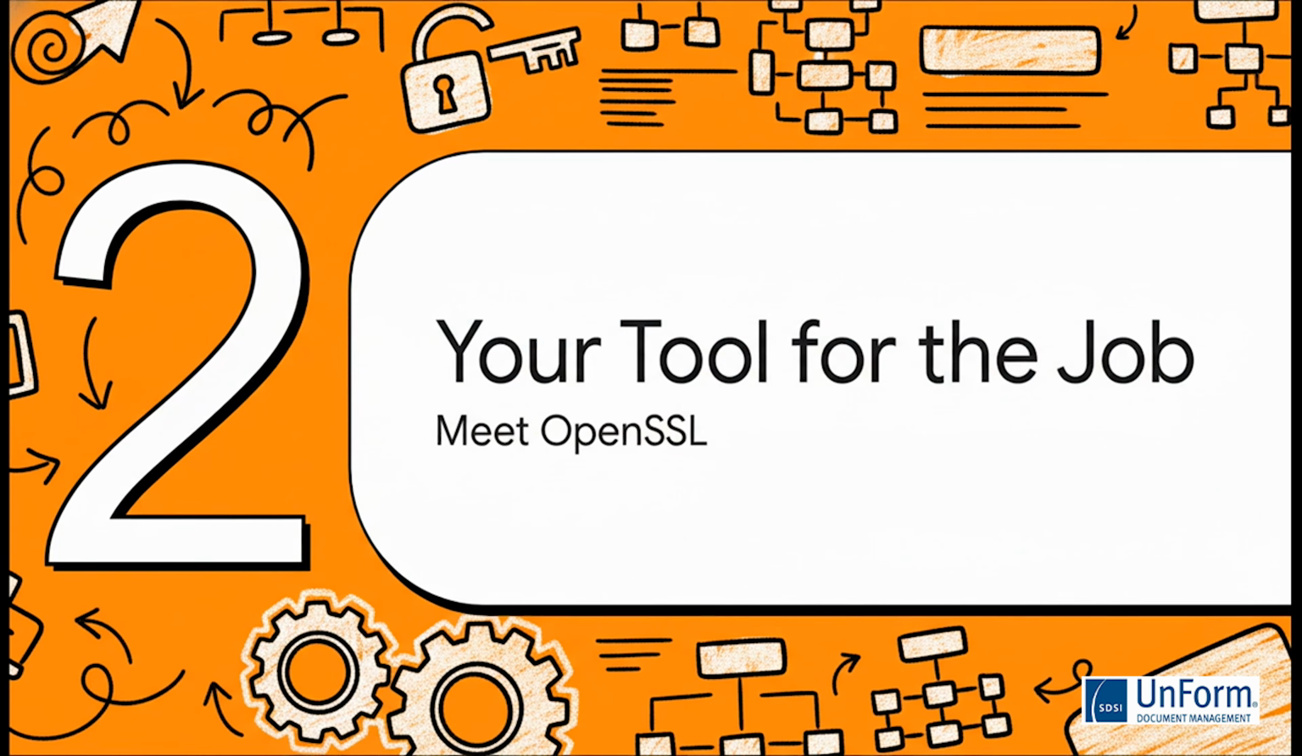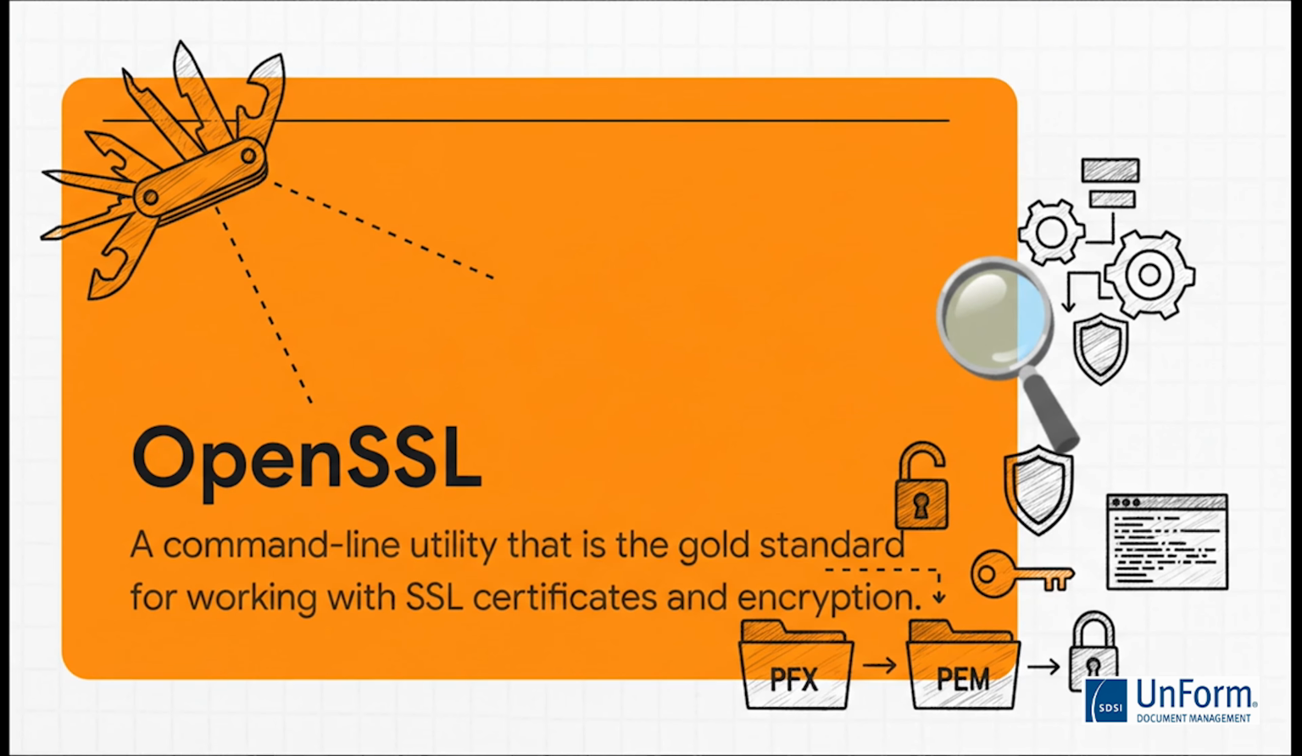Okay, so how do we do that translation? How do we get from pfx to PEM? Well, we're going to use a super powerful industry standard tool. It's like the Swiss Army knife for this kind of stuff, and you probably already have it on your machine. And that tool is called OpenSSL. It's a command line utility that is the absolute gold standard for anything to do with SSL certificates and encryption. And hey, I know what you're thinking, command line, but don't worry, I promise, the commands we're about to use are super straightforward. No black magic here.